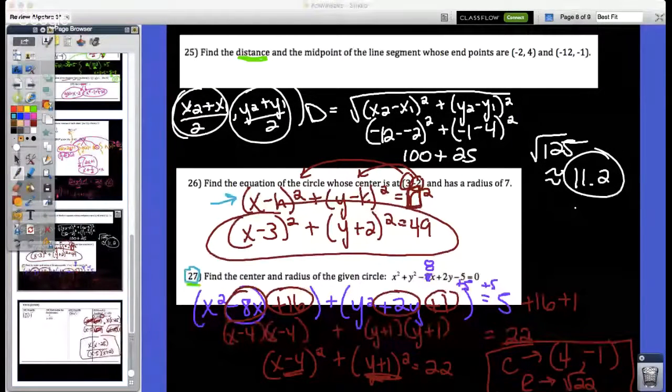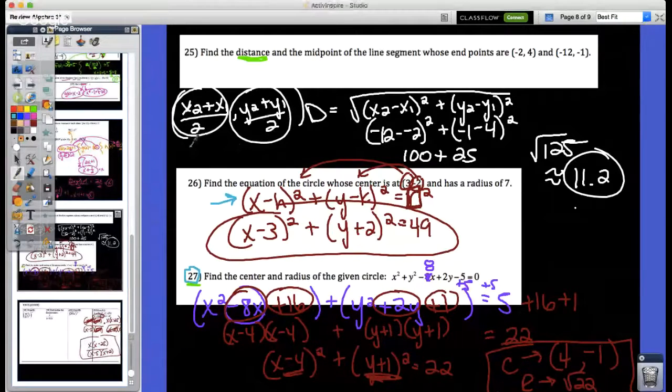Perfect. I've not gotten any other questions at all. Trying to see if there are any other questions. I'm looking through. I don't see any.